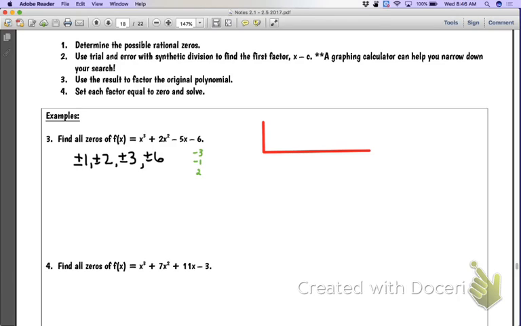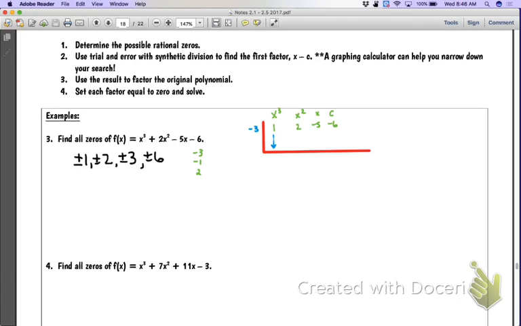So all I'm going to do, if I have x to the third, I have x squared, I have x, and I have my constant. So I'm going to go 1, 2, -5, and -6. It does not matter to me which value you start with. I'm just going to start with the first one. I'm going to start with -3.